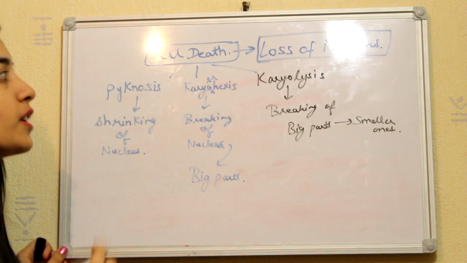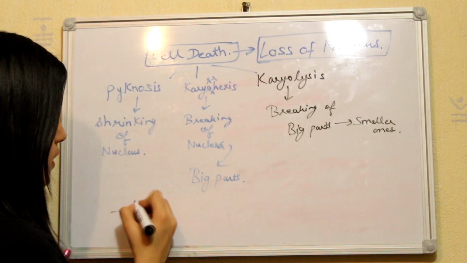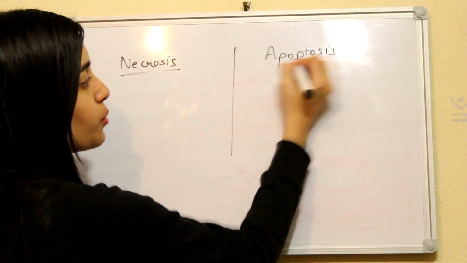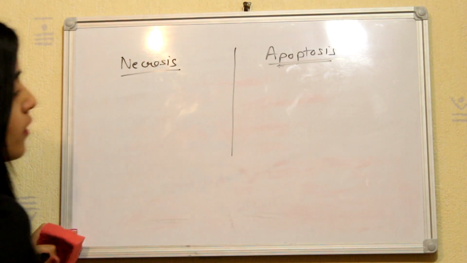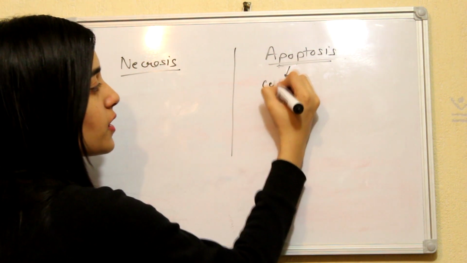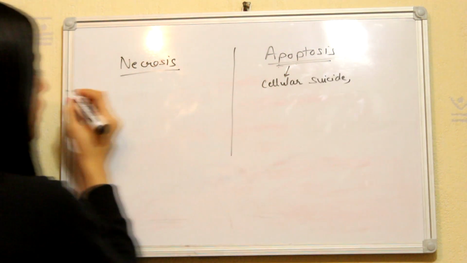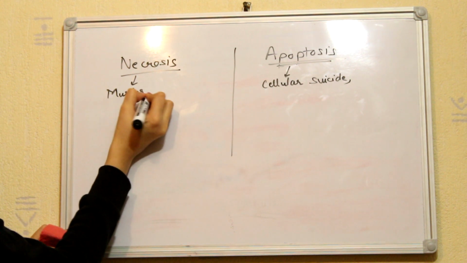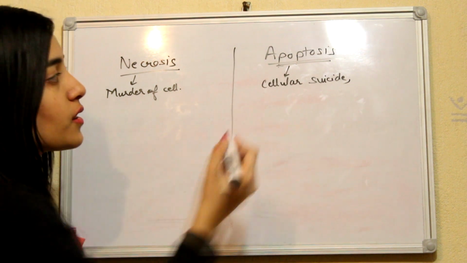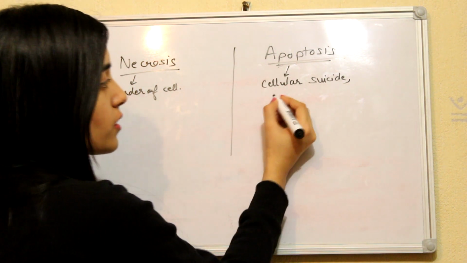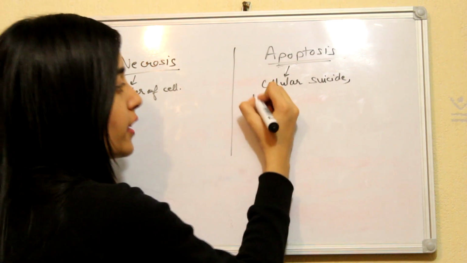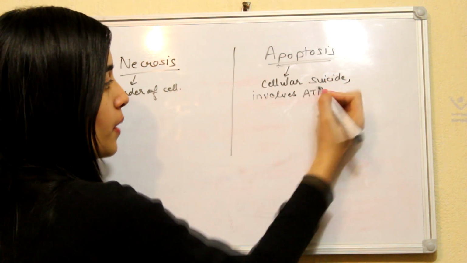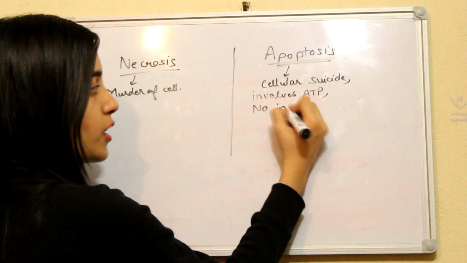So there are basically two types of cell death. First is necrosis and second is apoptosis. These are the two types of cell death. Now, apoptosis is the cellular suicide, and necrosis is like murder of the cell. Okay, so discussing first apoptosis, it is cellular suicide. It involves ATP, and no inflammation is seen in apoptosis.